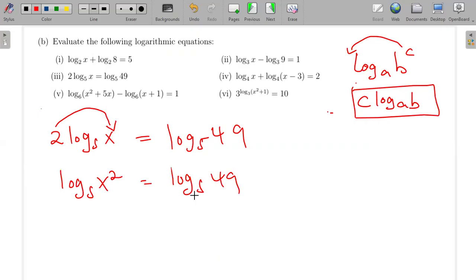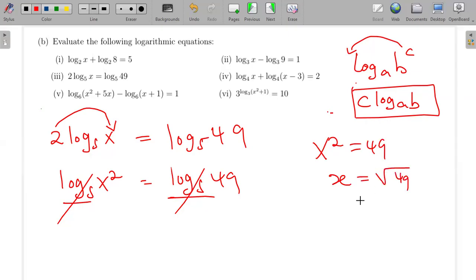Okay, so now here I have log base 5, log base 5. The bases are the same and there's nothing that I'm adding. It's just a log base 5, even there log base 5. So if you want, you can say cancel out the log base 5, cancel out the log base 5. So we remain with x squared is equal to 49. Okay, and then this one will actually give you x is equal to the square root of 49. So the square root of 49 is plus or minus 7. So the answers are x is equal to 7 or x is equal to minus 7.